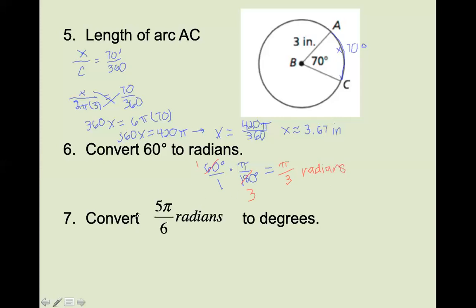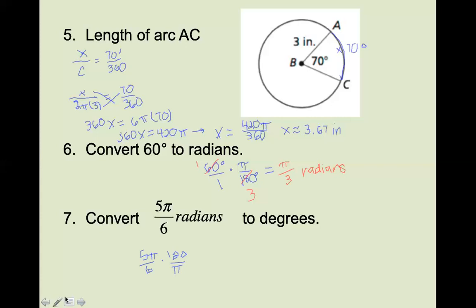All right, number 7. This time I'm trying to convert 5 pi over 6 radians to degrees. So if I'm trying to go from radians to degrees, I take my radian measure, and this time I multiply by 180 over pi.